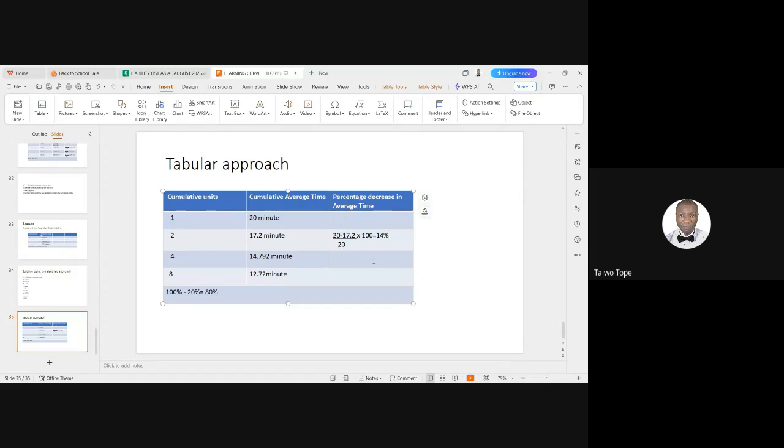The next one is 17.2 minus 14.792 divided by 17.2, going to have a result of what? 14%. Is that 14%? 14%.